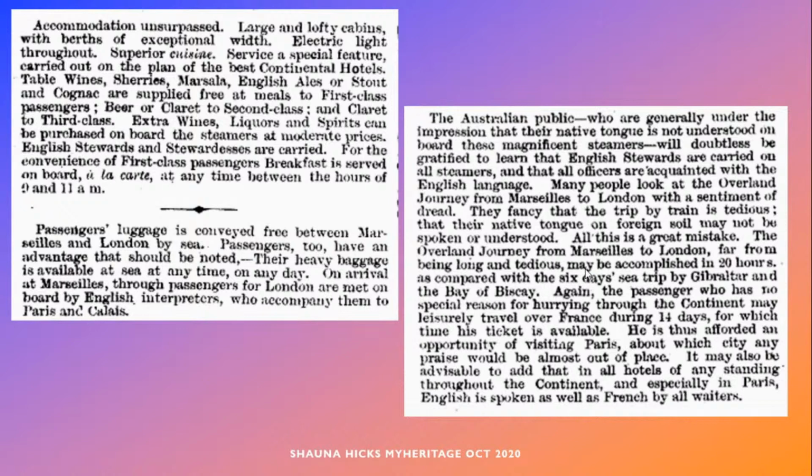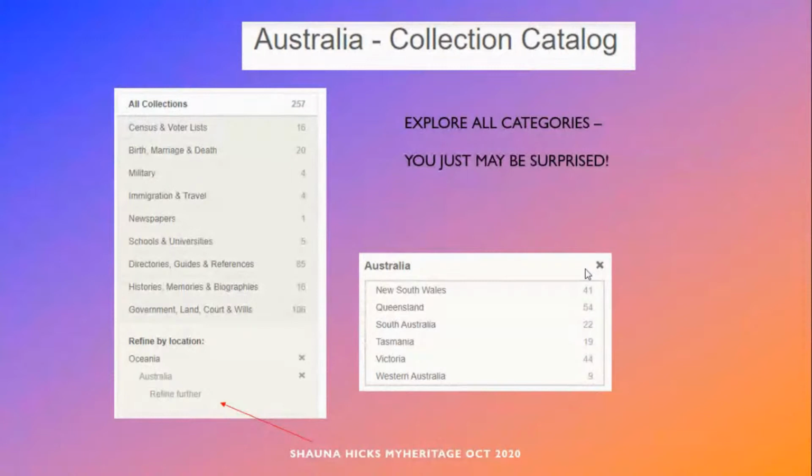Now, just a little bit of a recap. The Australia Collection Catalogue is in Oceania. If you select Australia, you can refine that further, and you can see that there are six colonies, states there, that you can then further go down. I'd suggest you explore some of these categories, particularly the published resources and those sorts of things. You just might be surprised what you're going to find.